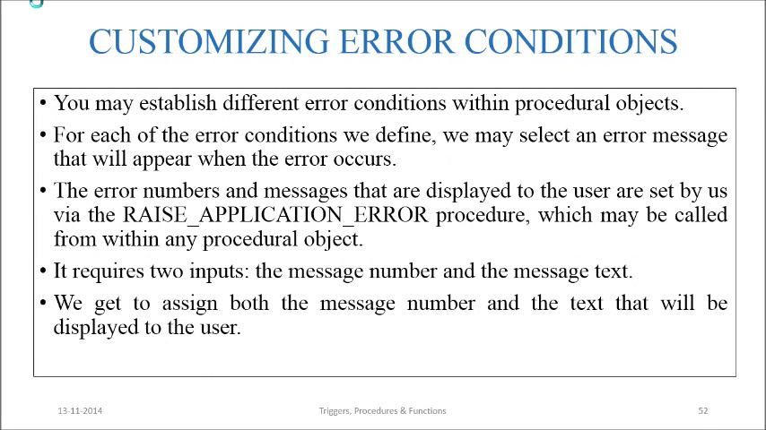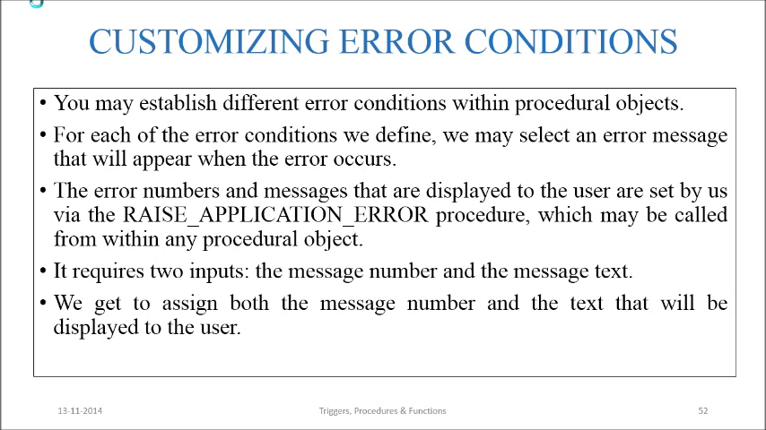So customizing the error conditions, similarly as with the triggers, we are customizing here with the use of procedures. We may establish different error conditions given within the procedural objects. For each of the error conditions we define, we have to select an error message that will appear and also the error number that will be displayed. So both these error numbers and messages that are displayed to the users are set via the RAISE_APPLICATION_ERROR procedure, which can be called inside any procedural object.